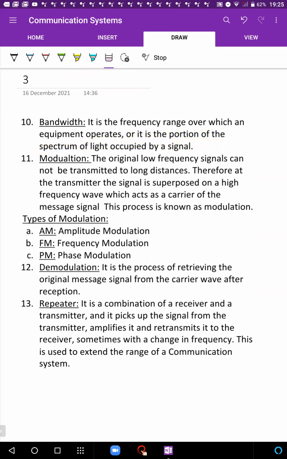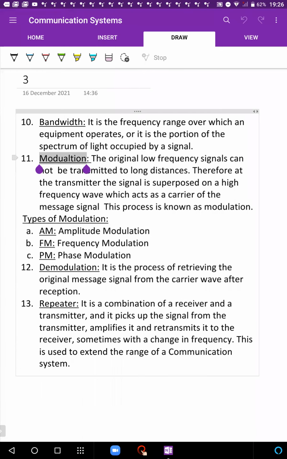The bandwidth means frequency range. Sometimes the same word may also be used for describing the width of that range. So if my range is from 100 hertz to 120 hertz, they can say bandwidth is 100 to 120. Sometimes they can also say bandwidth is 20, in a way saying that the band is 20 hertz wide. Bandwidth is used in both senses.